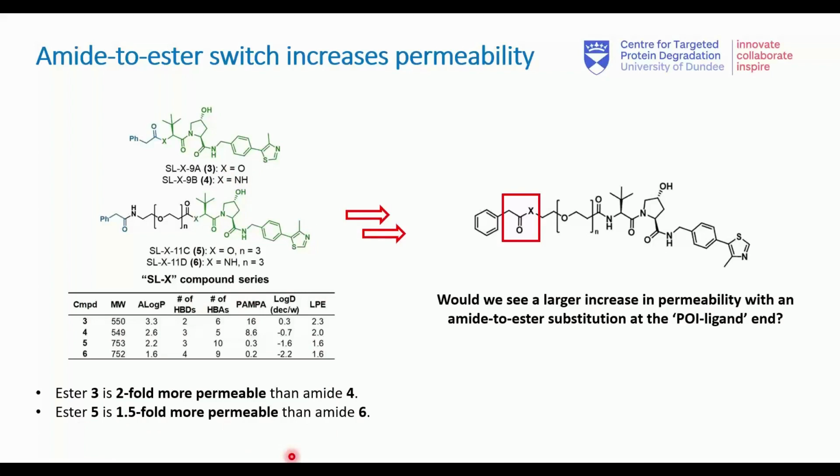This motivated us to think, as I mentioned in the previous slide, we know from our studies that this tert-butyl group can shield and mask the hydrogen bond donating nature of the amide. So if we move it away to the other side of this protein of interest ligand mimic, can we see a larger increase of permeability? And that's what really motivated the next stage, the work that I'm about to show you.